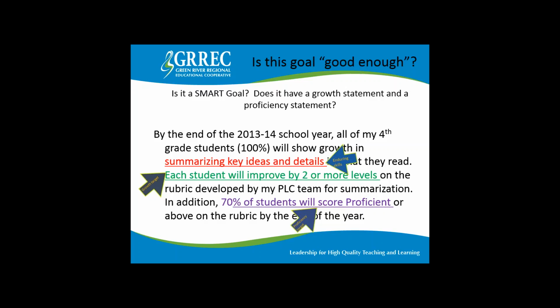So we might have several grades or teachers that are focusing on summarizing key ideas and details as their enduring learning, but their goal will look different because of the growth and the proficiency, because all the students are going to be at a different point, okay? And then as far as proficient, what baseline data did you base that on? Teachers should be able to share that data and talk through this process with the administrator.